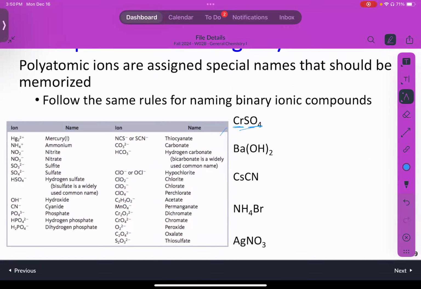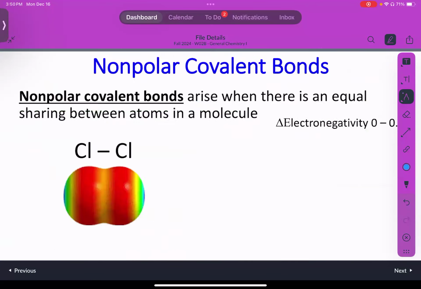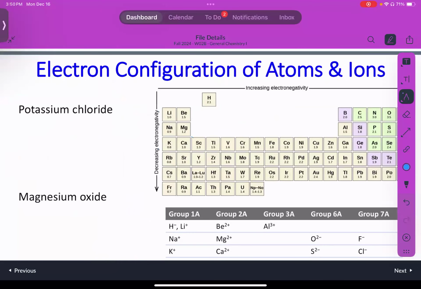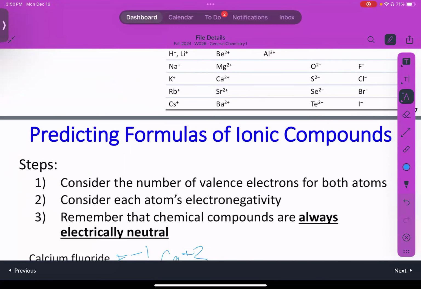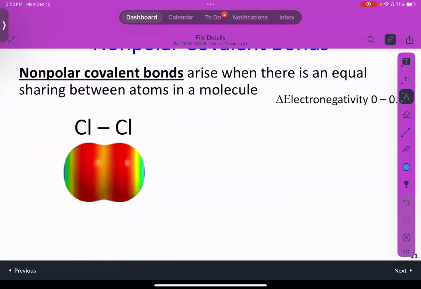So this is chromium(II) sulfate. The reason why I knew it was chromium(II) is because chromium is a transition metal. I know that because it's in, where is it? It's in this big box of things, right? So typically when you see metals in this middle area, that's a trend, they usually are transition metals. There's a couple exceptions, but he's not really testing you on the exceptions.